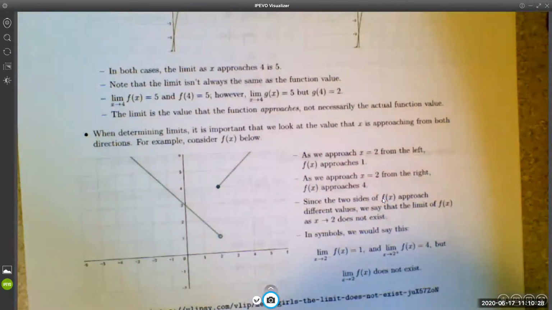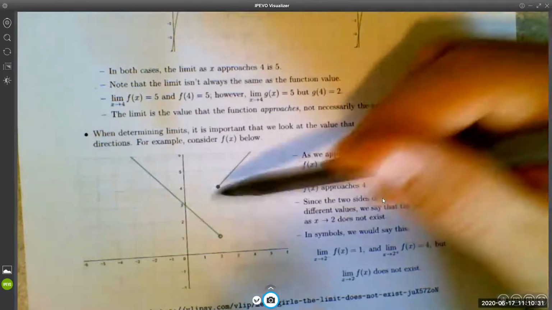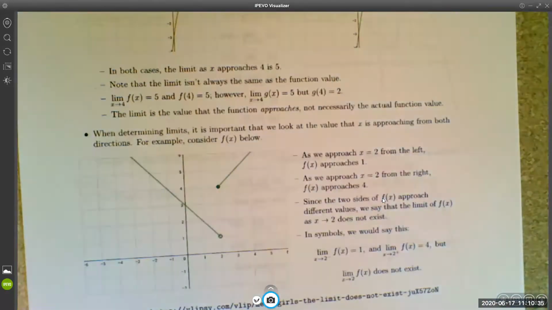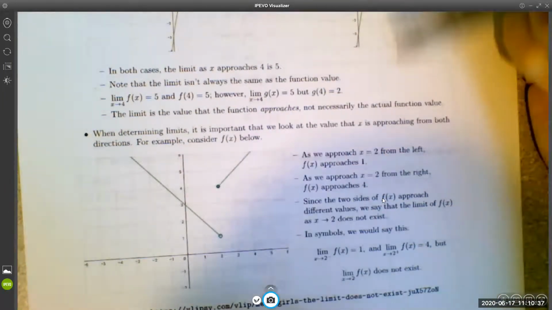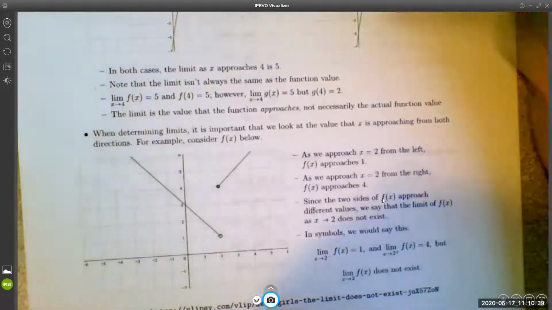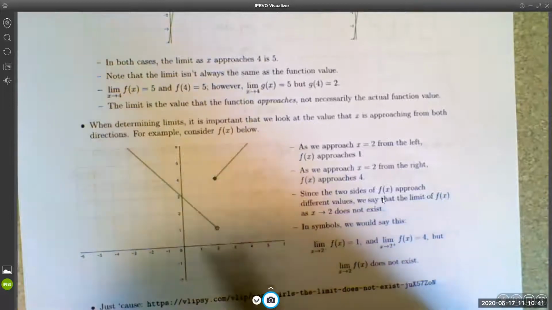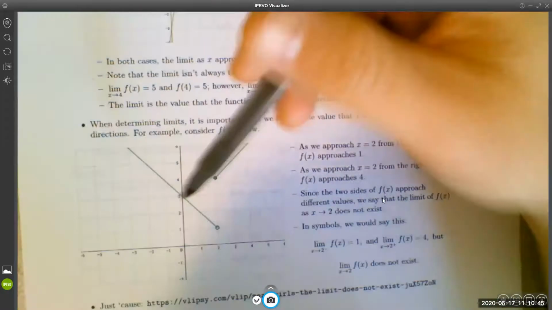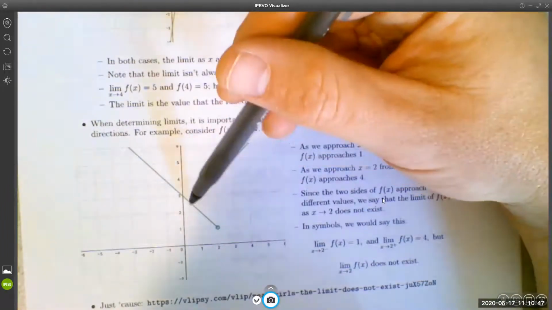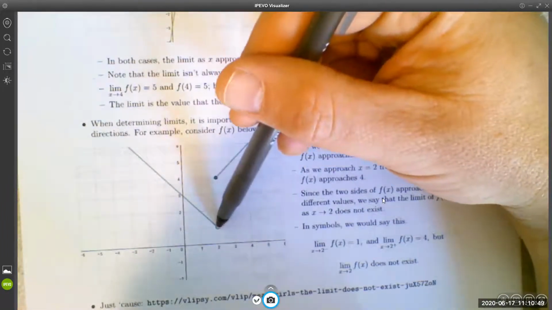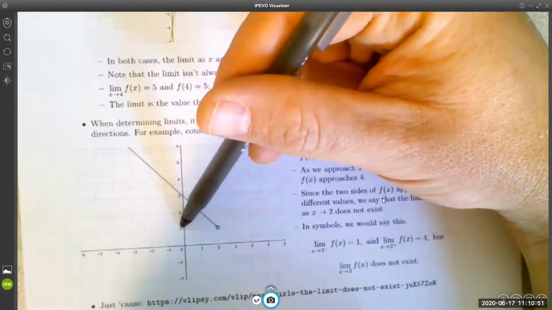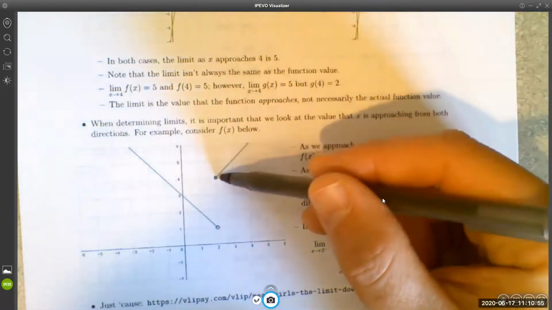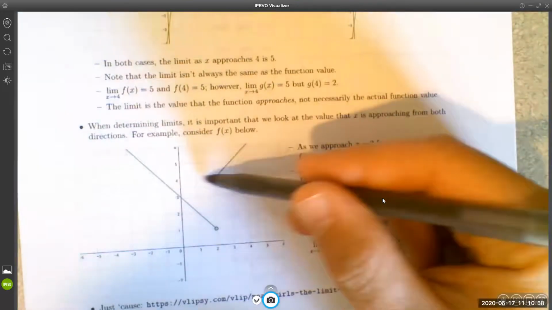When we're trying to determine what the limit of a function is graphically, we look at both what value we're approaching from the left and what value we're approaching from the right. So using this function as an example, we have this weird piecewise defined function, right? Well, as we approach x equals 2 from the left, we're approaching y equals 1. As we approach x equals 2 from the right, we're approaching y equals 4.